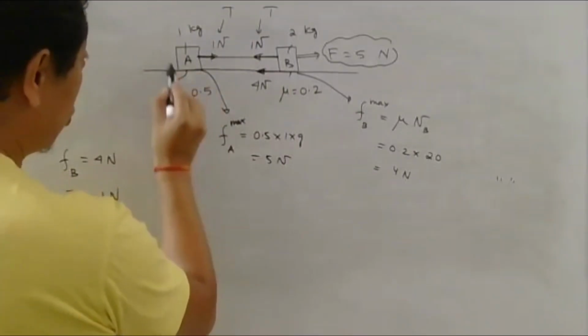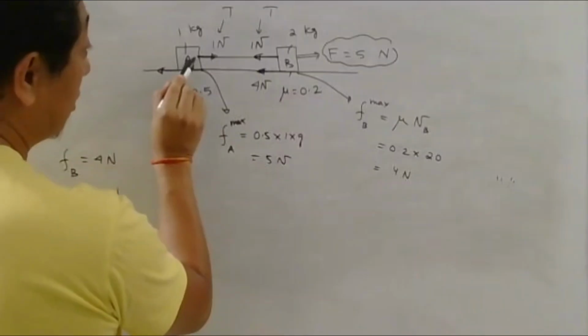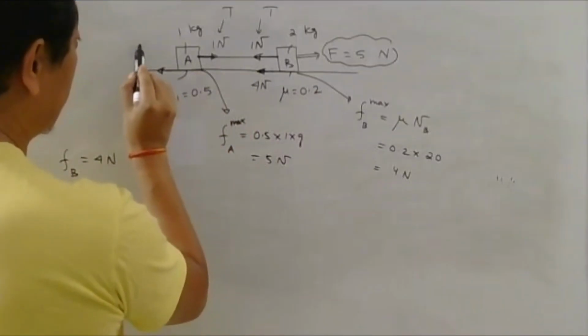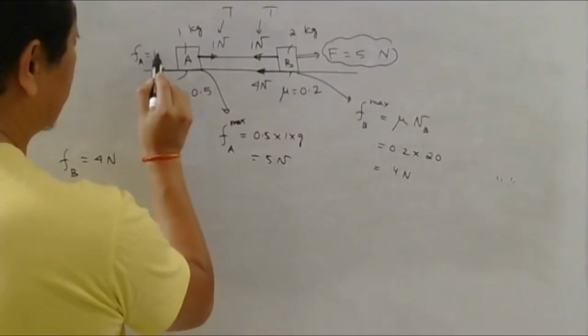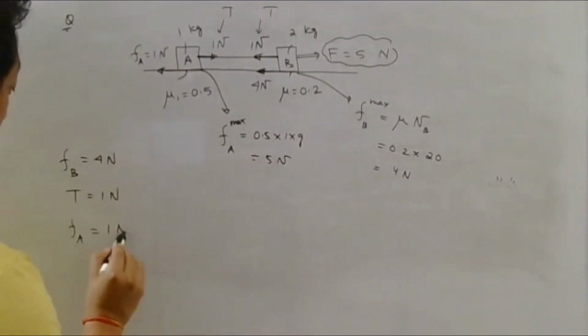And since this has to be at rest, how much friction do you need here? 1 Newton is pulling this side, so this friction should also be 1 Newton. All of you understood?